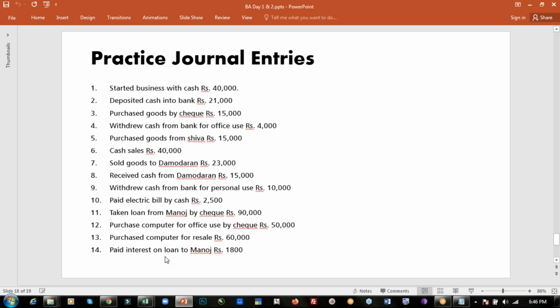So for that reason, interest on loan debit to cash will be the entry. Interest on loan goes for the debit because it's an expense, and we are paying this by cash, so cash goes for the credit side. If you guys have any confusion, you can ask.